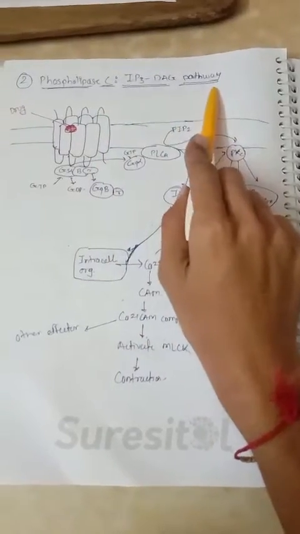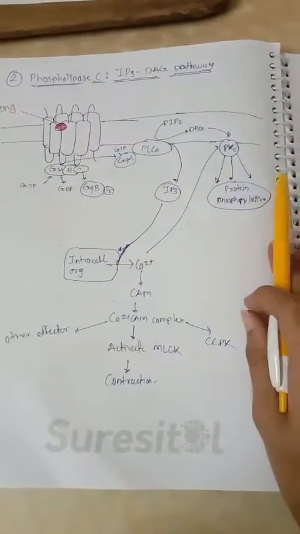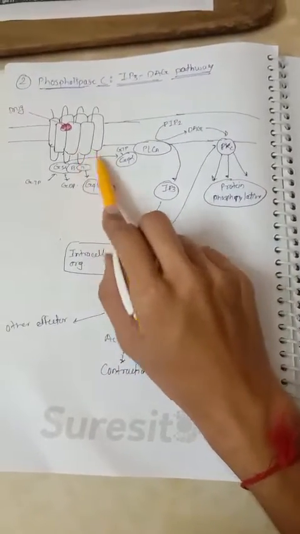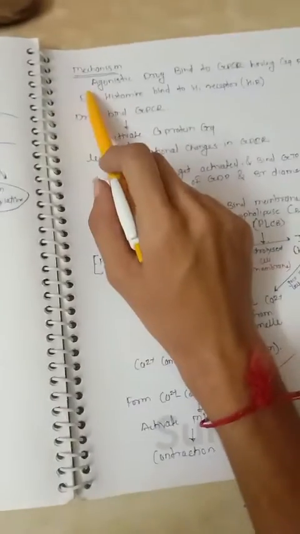IP3 DAG pathway. First we are going with the theory part, and at the same time we are moving with the diagrammatic part. Okay, so what is the mechanism?